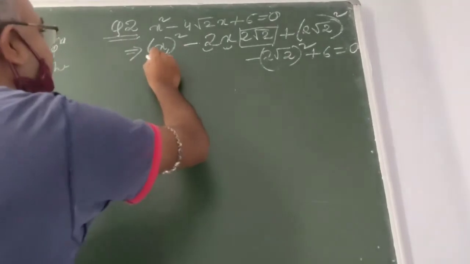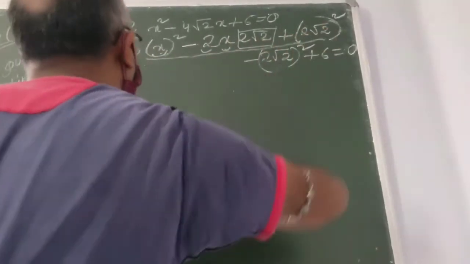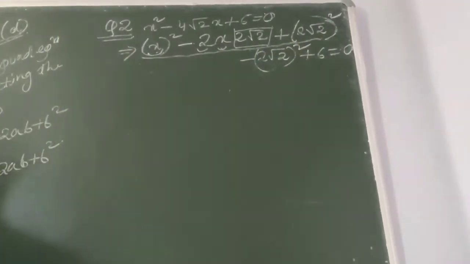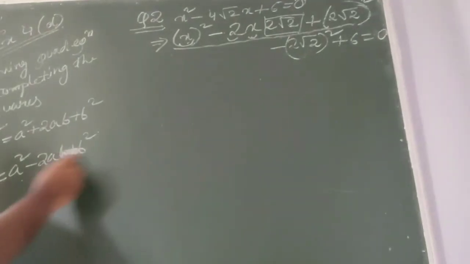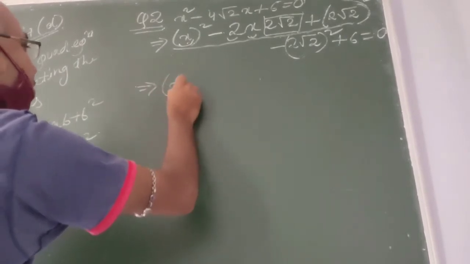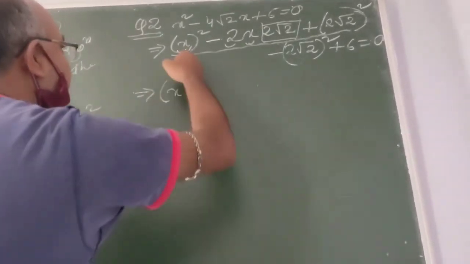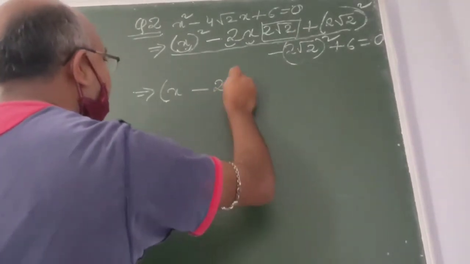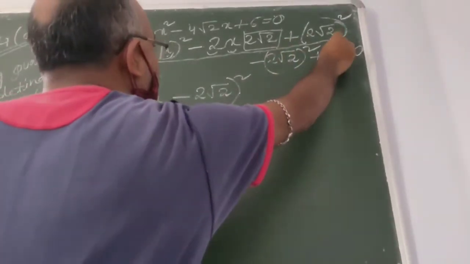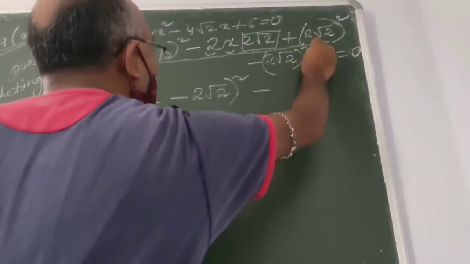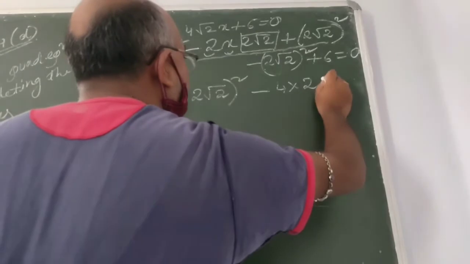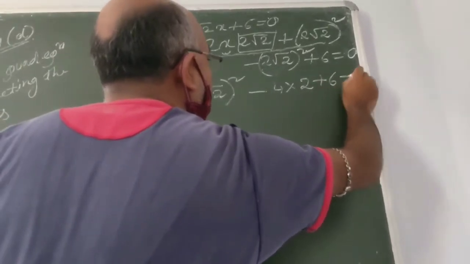Now what you can see here is your formula: a square minus twice ab plus b square. Come back to your formula, a square minus twice ab plus b square. What is that formula? (a - b) whole square. So what I can write out here is x minus, x is your a and b is your 2 root 2, so I have written here (2 root 2) whole square. After that, this much is the formula. What is left out? Minus 2 square is 4, into root 2 square is 2. By now you know it. Plus 6 equal to 0.